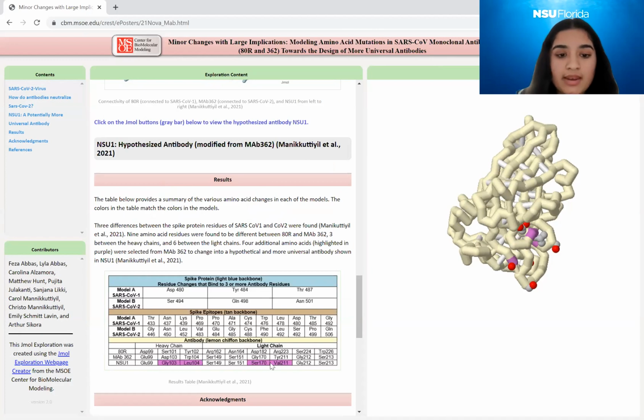highlighted in pink, and it also shows the various changes from SARS-CoV-1 to SARS-CoV-2, as well as ADR to MAB362. And I will be handing it over to Lila to show our models.